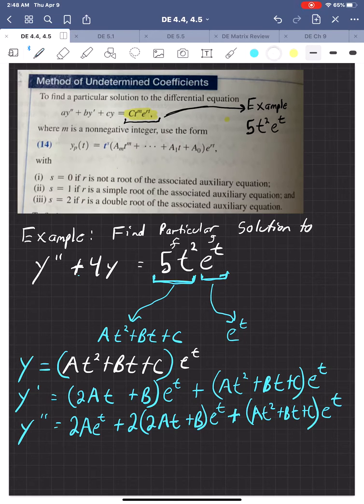Plus a t squared plus b t plus c times e to the t. So we took a second derivative and combined some like terms, and this is what we have. Now you know that we're going to be plugging in what we have for y here, and plugging in what we have for y double prime here.